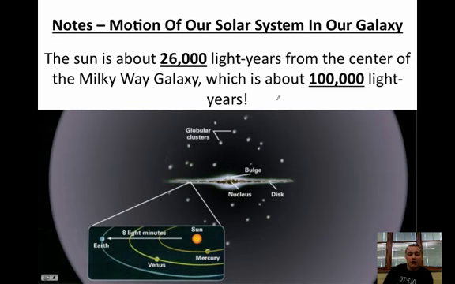So the sun is about, as we mentioned with our position, about 26,000 light years to the center. So we're looking at the center bulge right there, right smack dab in the middle. Which means that the Milky Way galaxy from one end here all the way across to the other end over there is 100,000 light years across.